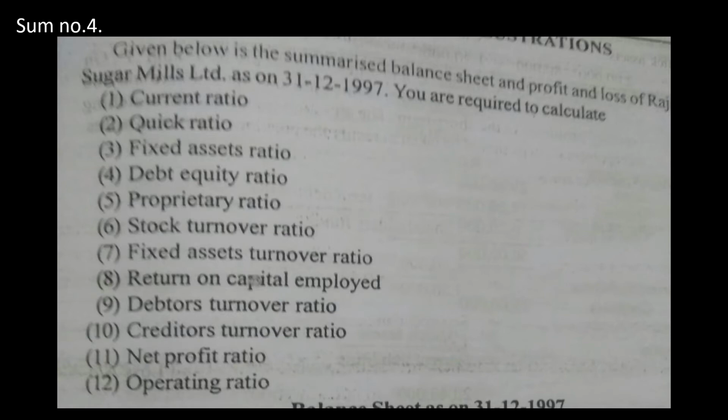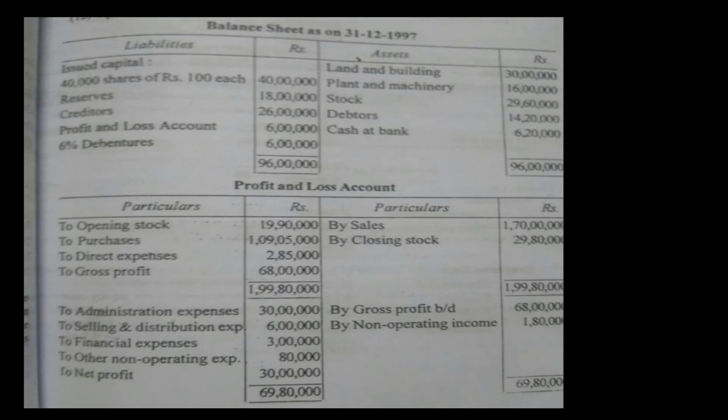Now you are asked to find 12 ratios. Current ratio, liquid ratio, fixed asset ratio, debt equity ratio, proprietary ratio, stock turnover ratio, fixed asset turnover ratio, return on capital employed, debtors turnover ratio, creditors turnover ratio, net profit ratio, operating profit ratio. The sum data is given in the next slide. So you are given a balance sheet as well as a P&L account. From this data, we are going to calculate the list of 12 items given in the question, one by one.